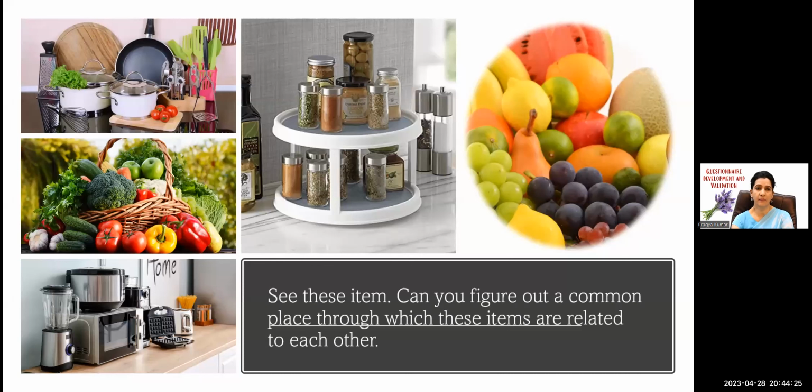Like in this example, for those of you who do not have a fair idea regarding multicollinearity, it says that all the items have high correlation. So that's the multicollinearity. In this case, you can see, and that is always tested on a continuous or scale variable. In this case, you can see there are various items. So can you figure out a common place through which these items are related to each other?